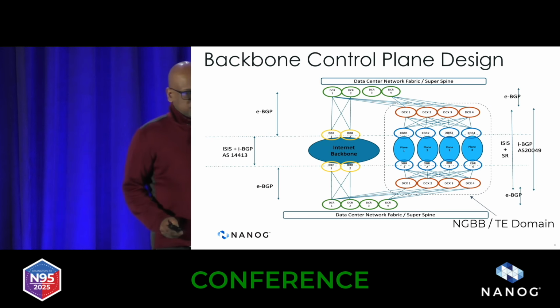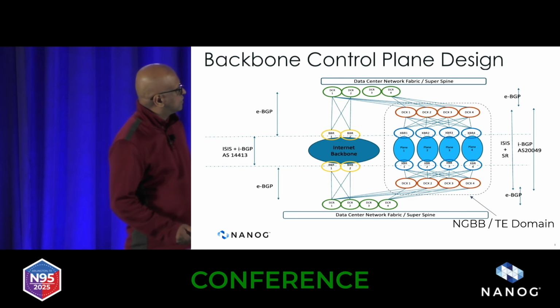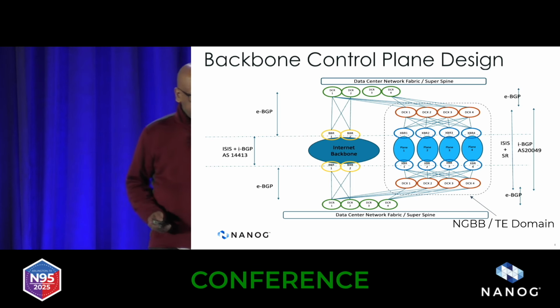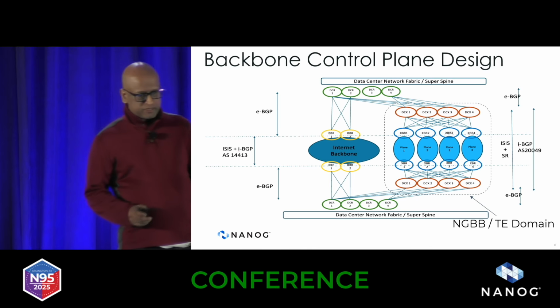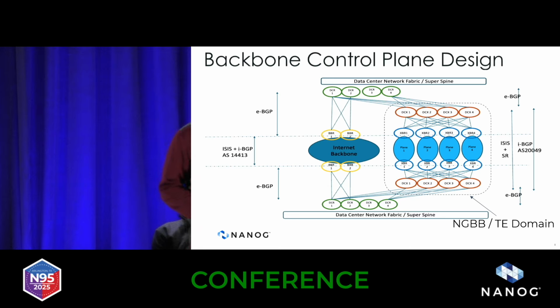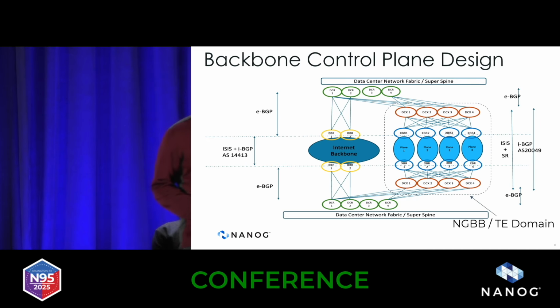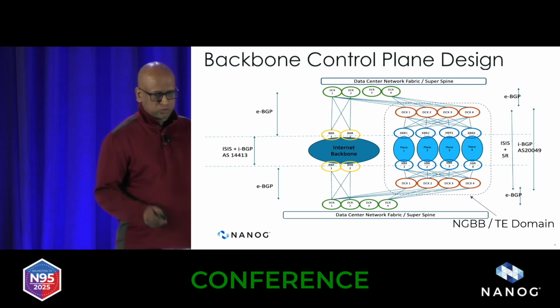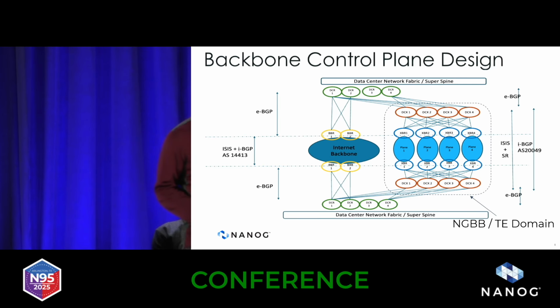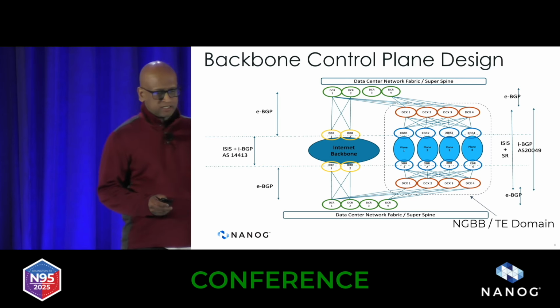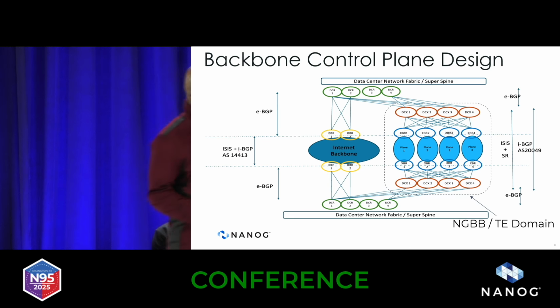So this shows the high-level control plane design. On the left side, you can see the internet backbone, which has yellow circles around it. And on the right side, you can see the NGBB. The diagram shows two data centers, one on the top and one on the bottom. And the circles in green are the edge routers on the data centers.